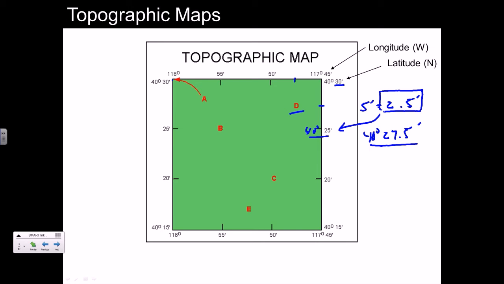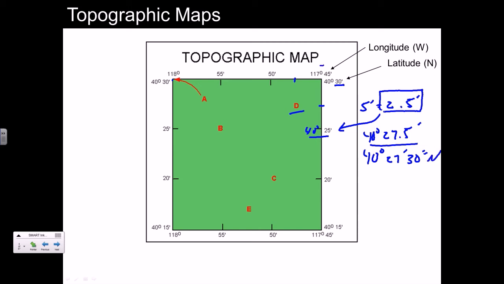Now, could I write this another way? I certainly could. It could be 40 degrees, 27 minutes, and 30 seconds, because there's 60 seconds in every minute. Okay? Now, that's for something that we're measuring to the north, so that's our line of latitude.